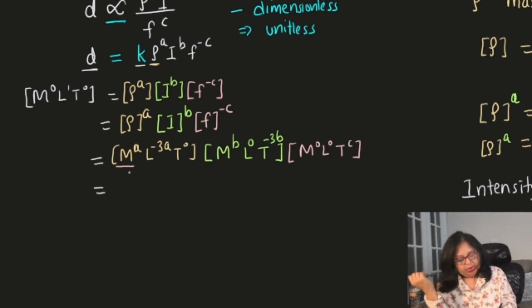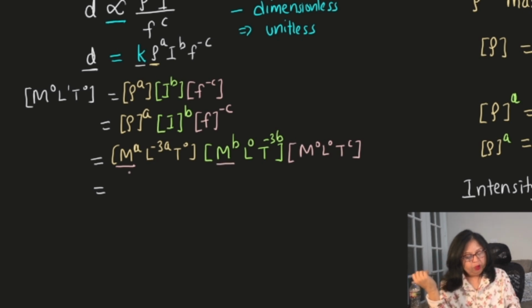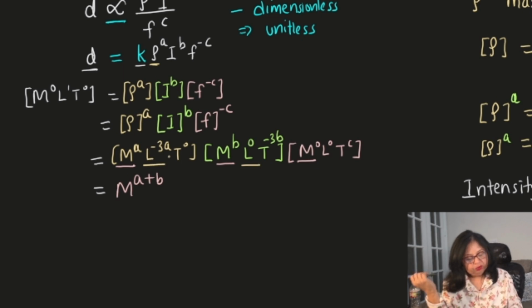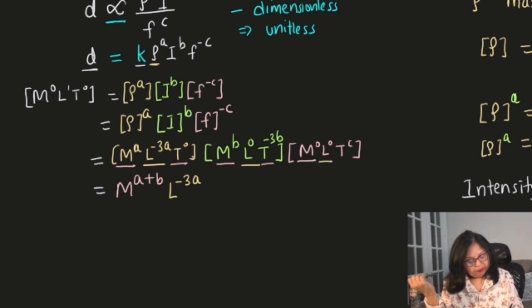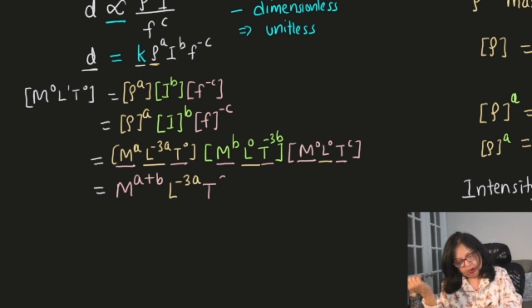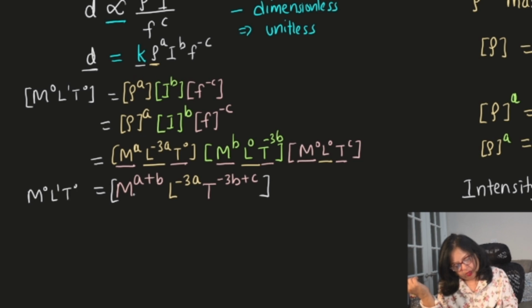Moving on. M to the power a times M to the power b times M to the power 0. What does this give you? M to the power a plus b. Moving on to length, L to the power minus 3a times L to the power 0 times L to the power 0 is L to the power minus 3a. T to the power 0 times T to the power minus 3b times T to the power c gives you T to the power minus 3b plus c, in brackets. This is equal to M0 L1 T0.